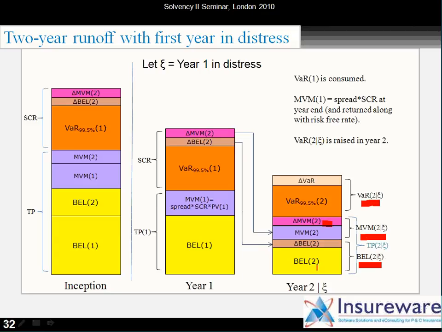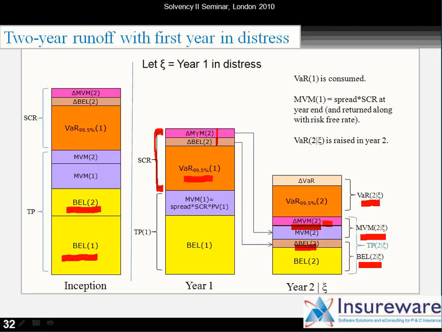If we now go to year 1, we start off with year 2. If we now go to year 1, what we do is we take the delta MVM2 and the delta Bell 2 and put it on top of the risk capital that you need to raise for year 1, the VAR. So now the delta Bell 2 and the delta MVM2 sit on top. So now if you look at inception, you've got the sum of the means. Now the MVM1 changes. MVM2 is still the same. MVM1 now is based on this SCR, which includes the delta Bell and the delta MVM.